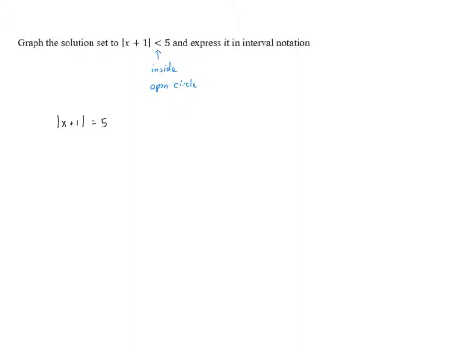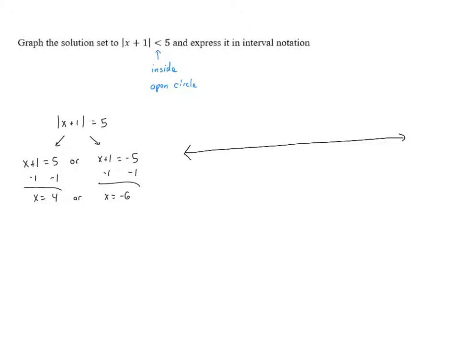And now that we have an equation, we can actually solve this by splitting it up into two separate equations. And when we solve those, we're going to get two x values, and those are going to be where the open circles are. So let's go through and do that. We've got x plus 1 equals 5, or x plus 1 equals -5. If we solve by subtracting 1 on both sides, we get x equals 4, or here we end up with x equals -6. So those are going to be the endpoints of our intervals.